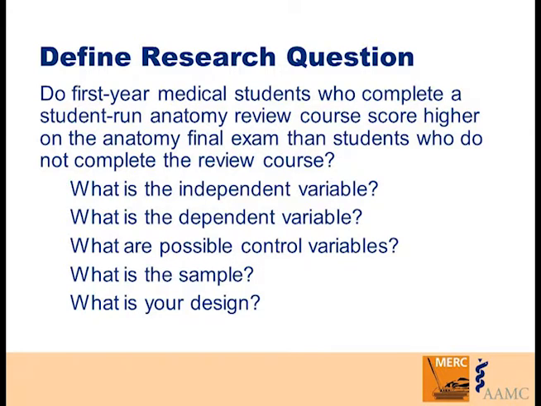What is the dependent variable? That's easier, right? The grade on the anatomy final exam. And what are some possible control variables? Maybe prior knowledge, prior grades. What else? Okay, and what is a sample? First-year medical students. That's great. But what else might we want to know? Are they volunteers? First come, first serve? And what about the design? It seems like it's some sort of comparison between groups. We can return to this in section 4 when we talk about design.